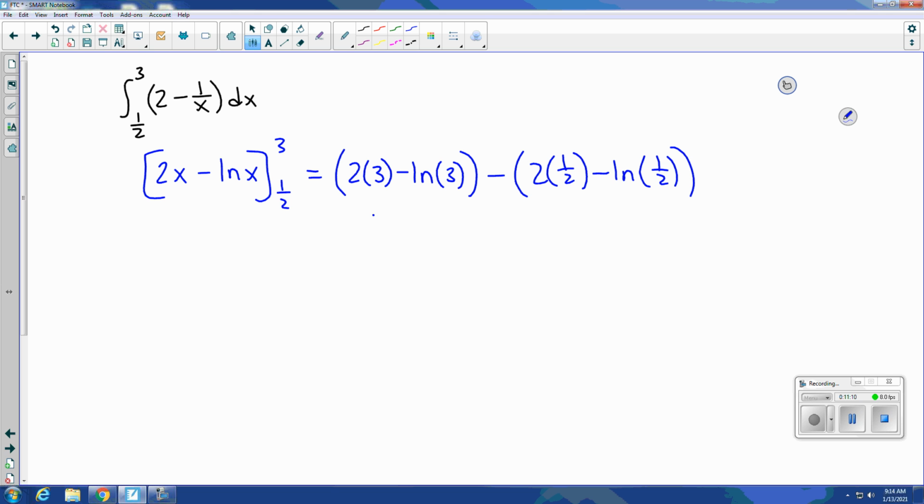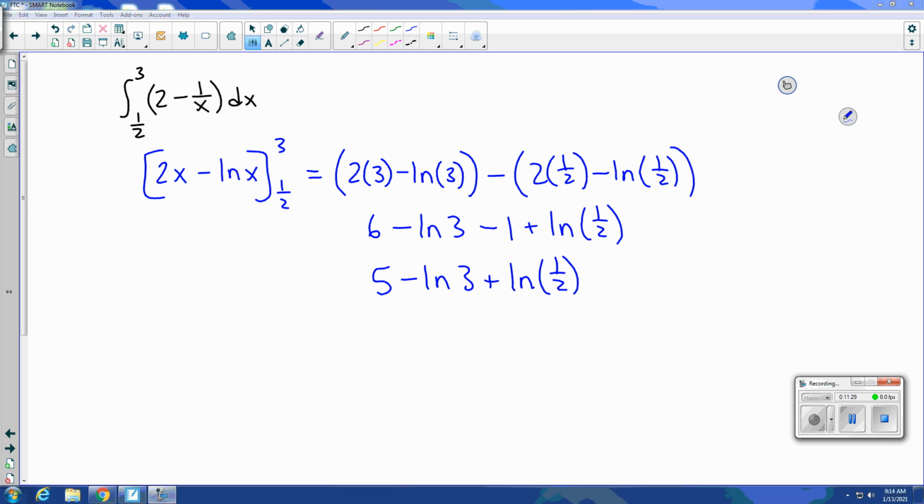So we're going to have 6 minus ln 3 minus 1, or sorry, plus ln of 1/2. So we can say 5 minus ln of 3 plus ln of 1/2. And we can take this one step further. If we pull out a negative here, we have ln 3 minus ln 1/2.